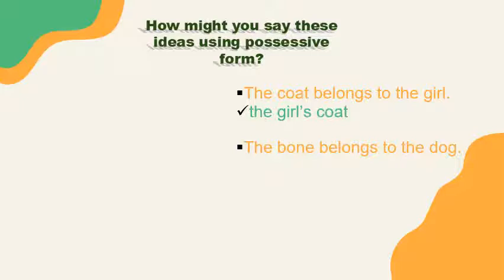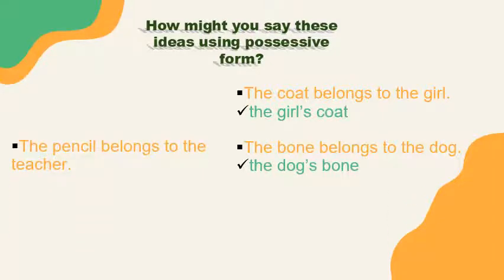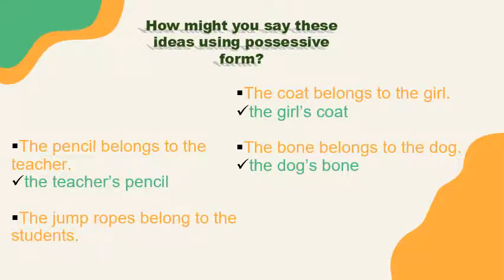Another example. The bone belongs to the dog. So the dog is the owner. We say the dog's bone. Another example, the pencil belongs to the teacher. So the teacher owns the pencil. We say the teacher's pencil. Okay. Another example also, the jump ropes belong to the students. So the students own those jump ropes. We say the students' jump ropes.